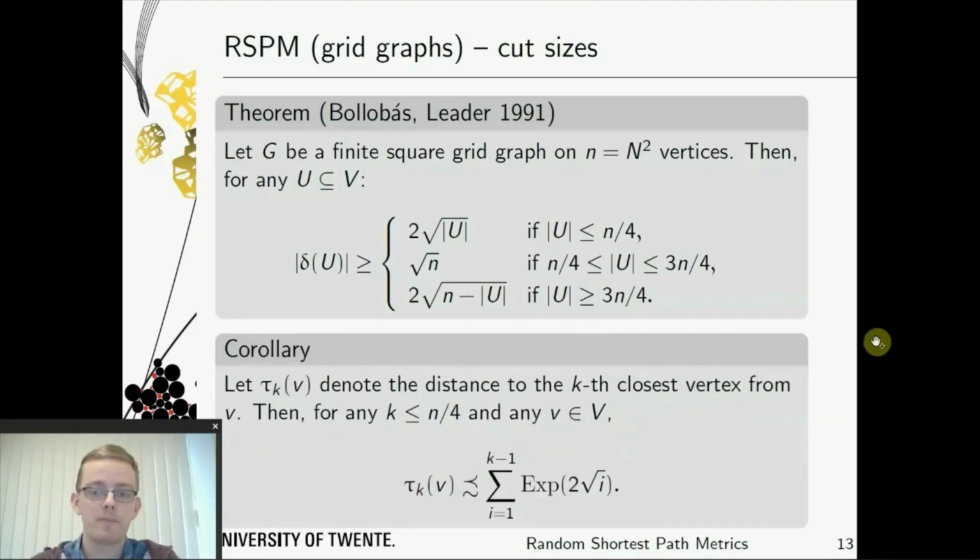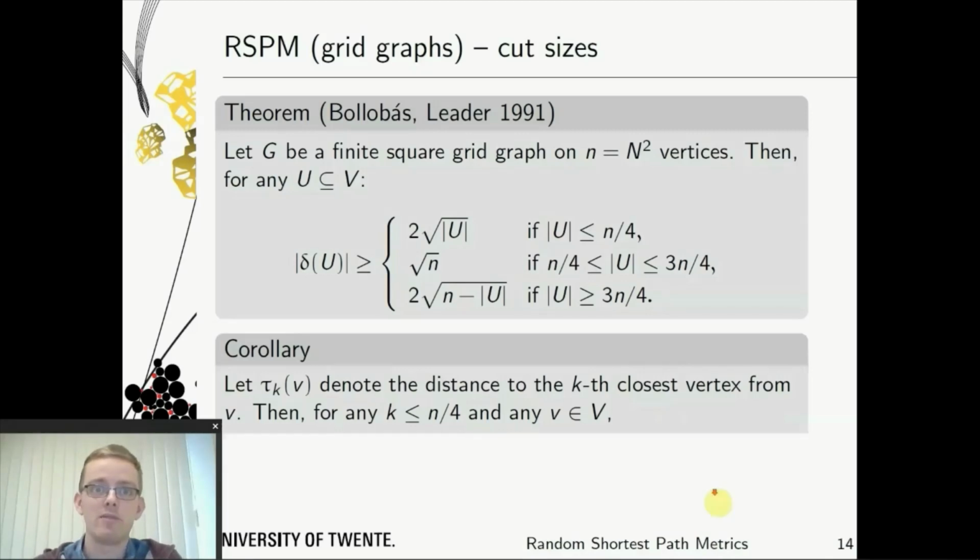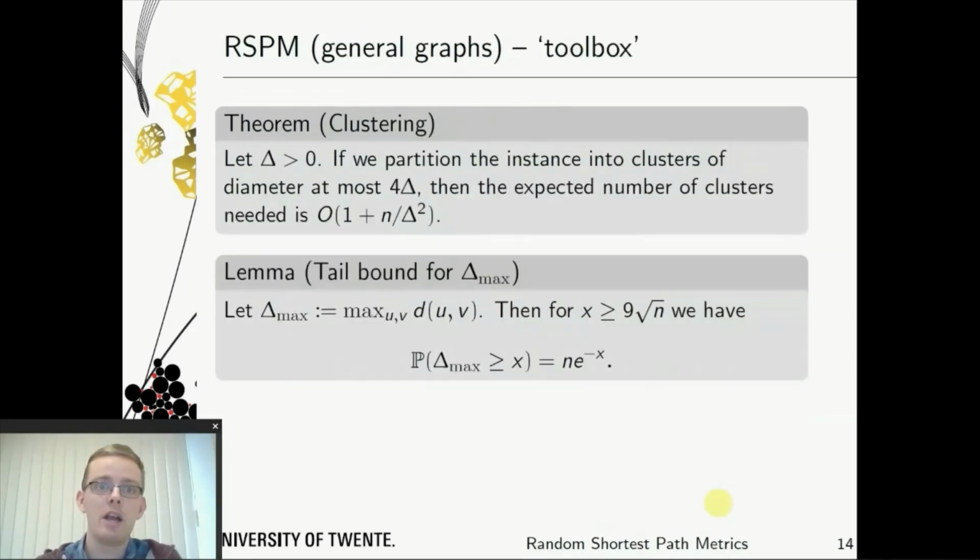So if we plug this bound on the cut sizes into the result of the previous slide, we get this bound for the distribution of the distances from an arbitrary fixed vertex to its k-th closest neighbor. And the next step is to derive some results that form kind of a toolbox for the final proofs. The clustering result is obtained by following the same ideas as in the original proof by Brinkmann and co-authors and adapting them to our new bound on the distribution of the distances.